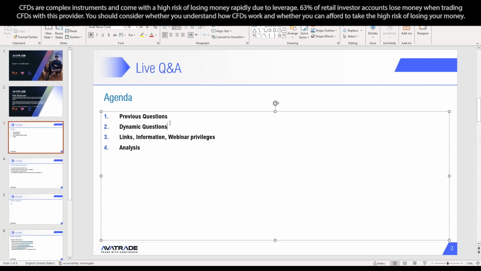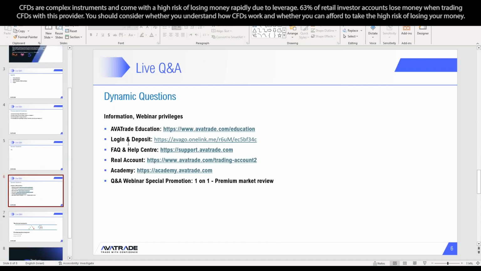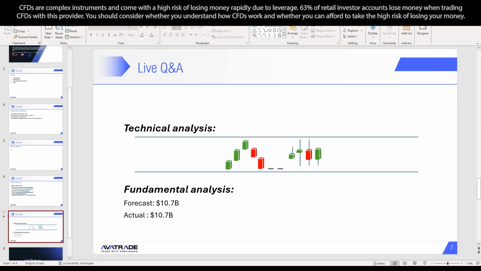Then we have the dynamic questions, which, like I said, are the true purpose of this webinar, questions that you guys will be asking. This slide is a bit more informative, so I'm going to send you some links to save you the trouble of finding them by yourselves. And this last slide is more into analysis, just to explain how things can look from the analysis perspective. We'll see if we'll have time to touch that if it's not going to be covered by the answers to the questions.